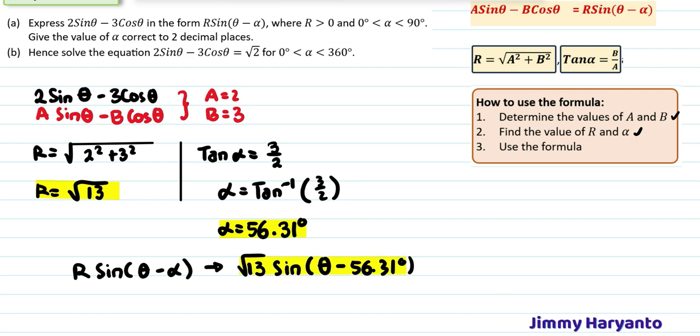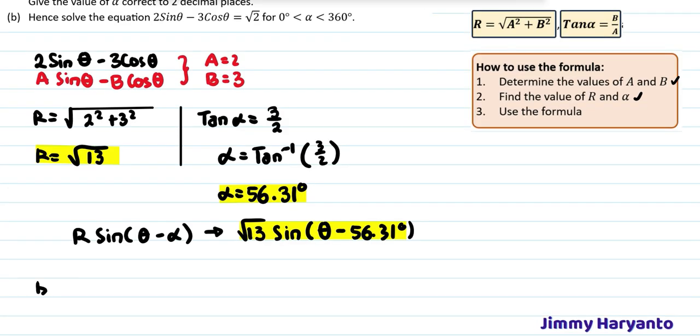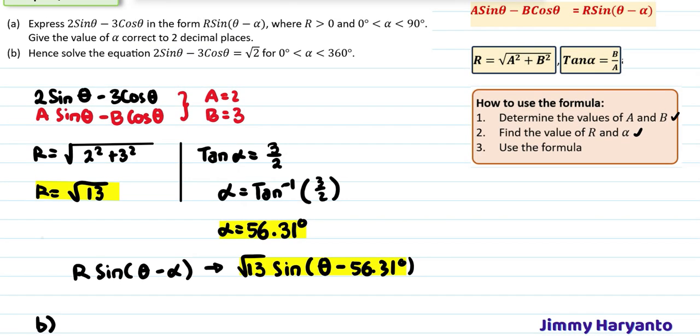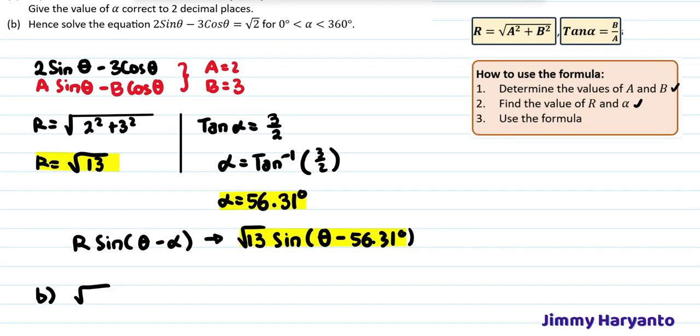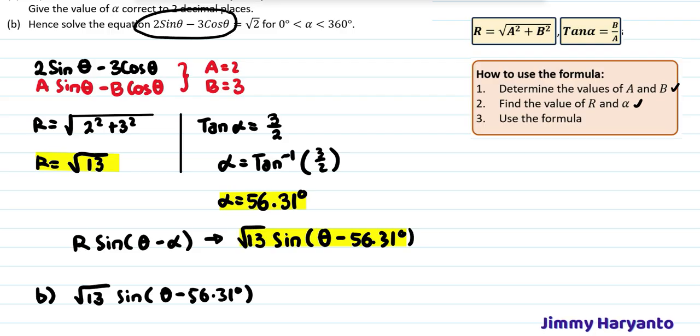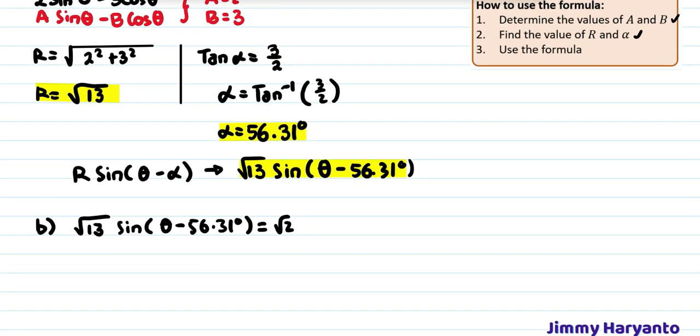Okay, so we already did the first part. Next, part b. So right now we have square root of 13 sine open brackets theta minus 56.31 to replace these expressions, but the question says equals to square root of 2. Next we have to solve this.